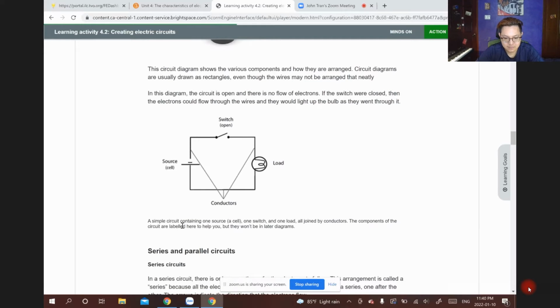Simple circuits containing one source, a cell, one switch, and one load, all joined by a conductor. The components of the circuits are labeled here to help you, but they won't be in the later diagrams.